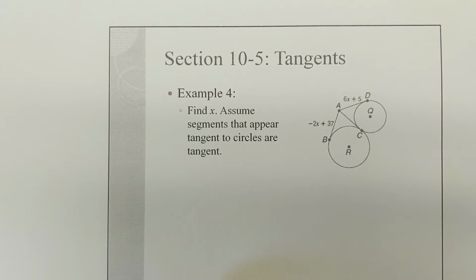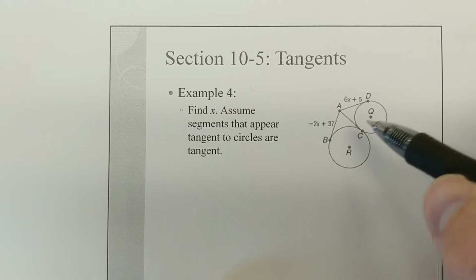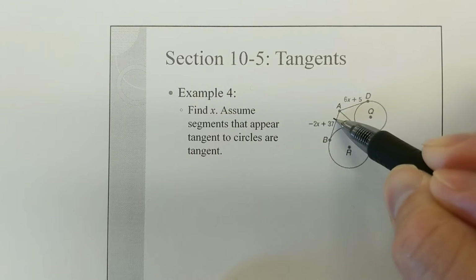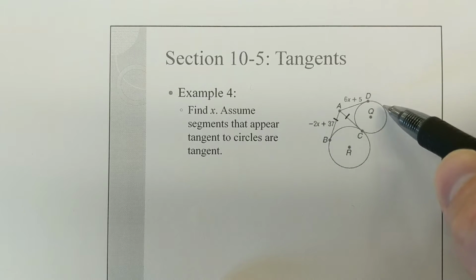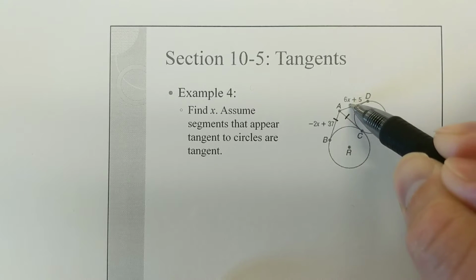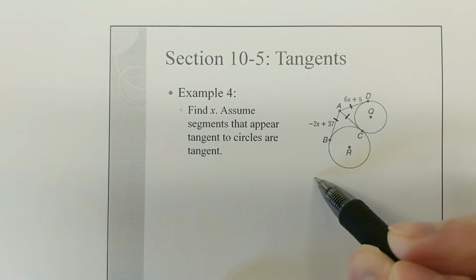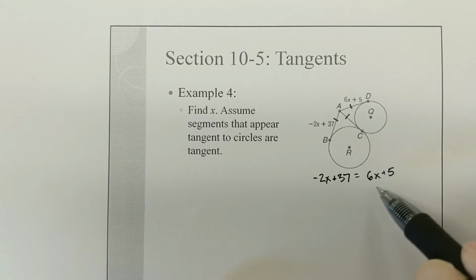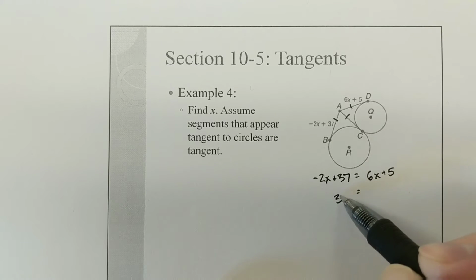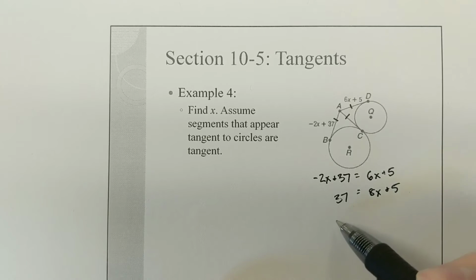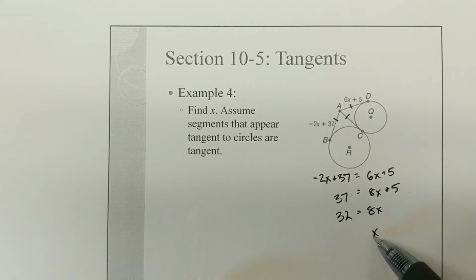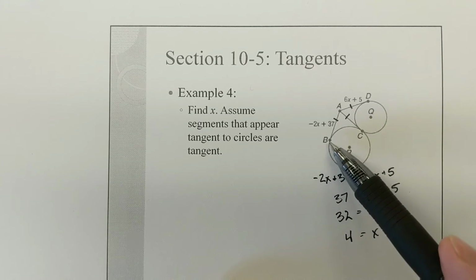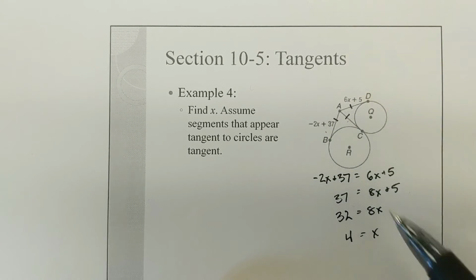Okay, example 4: find x, assume the segments that appear to be tangent to circles are tangent. AB and AC both are tangent, so that one is congruent to that one. AC and AD are also tangent, so that means AD and AC are also congruent. So all three are equal to each other. So I can set AB equal to AD and solve. I'm going to bring the x's this way. So that's 8x plus 5. Bring the 5 over, and then divide by 8. So x is 4. So it's the transitive property: if A is equal to B and B is equal to C, then A and C are equal.